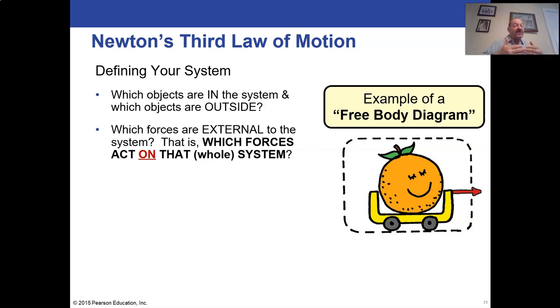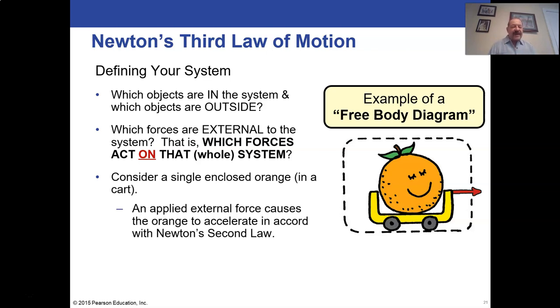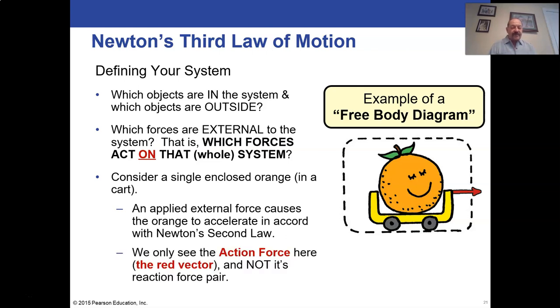Because internal forces, remember, it's one part of object A acting on a different part of object A, and then that different part of object A is acting on the first part of object A. So since they're both internal to whatever system we defined, they cancel each other out. And this is an important distinction to make here. So we're going to consider this enclosed orange in the cart. We're applying an external force, and we will only see the action force here. We're not looking at the reaction force of whatever's pulling the orange cart, okay?